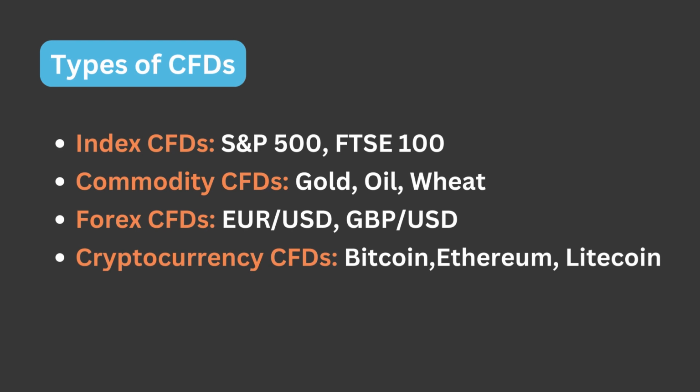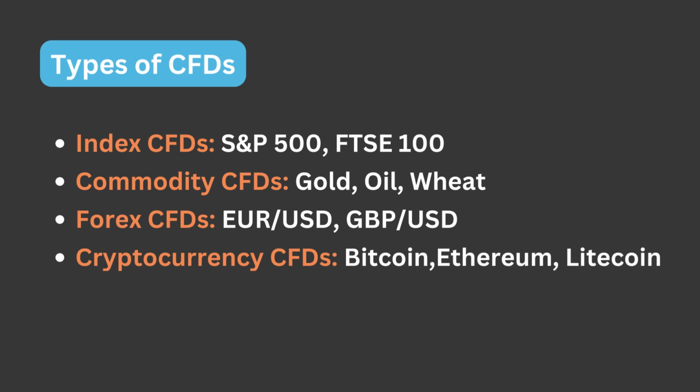Types of CFDs. There are several types of CFDs that traders can trade, depending on their preferences and investment goals. Here are some of the most common types of CFDs. Index CFDs. These are CFDs that track the overall performance of a market index, such as the S&P 500 or the FTSE 100.